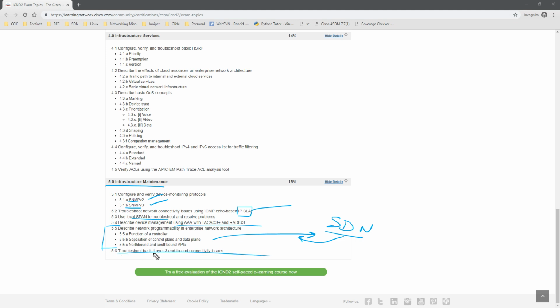And then troubleshooting basic end-to-end connectivity issues. That's something we'll do throughout the course in all the various different topics that we cover as we progress.